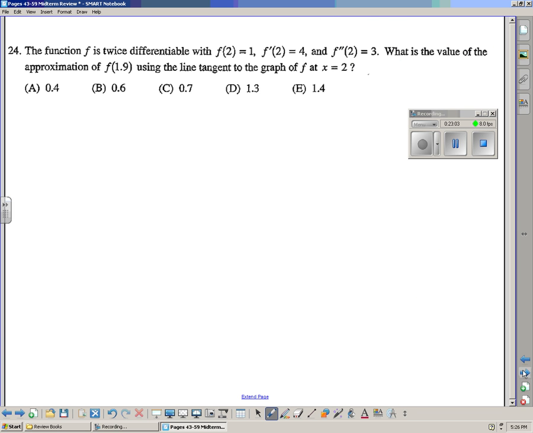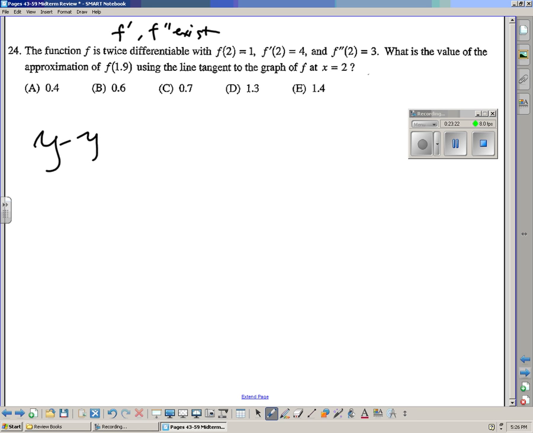All right, 24, we have a function which is twice differentiable. That just means that f prime and f double prime exist everywhere. Okay, f of 2 is 1, f prime of 2 is 4, f double prime of 2 is 3. What is the approximation of f of 1.9 using the line tangent to the graph of f at x equals 2?